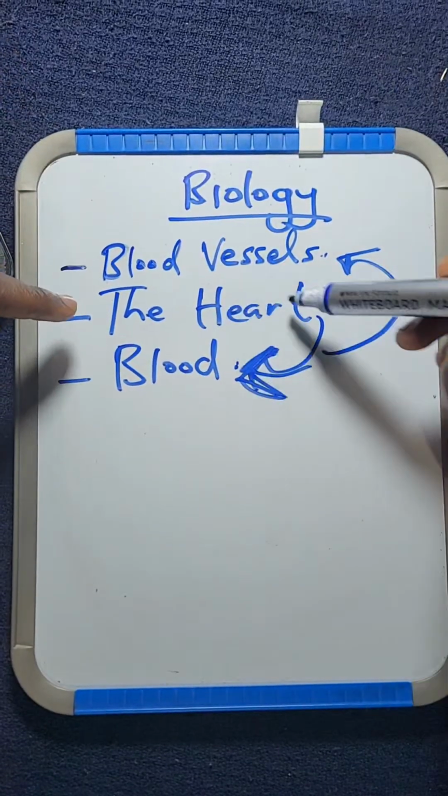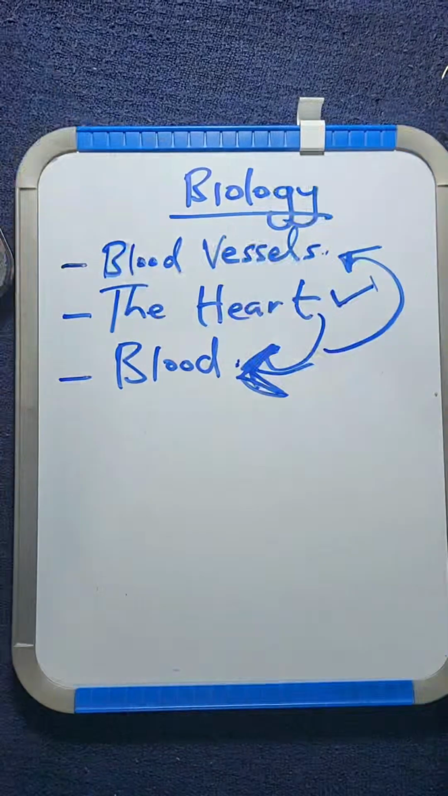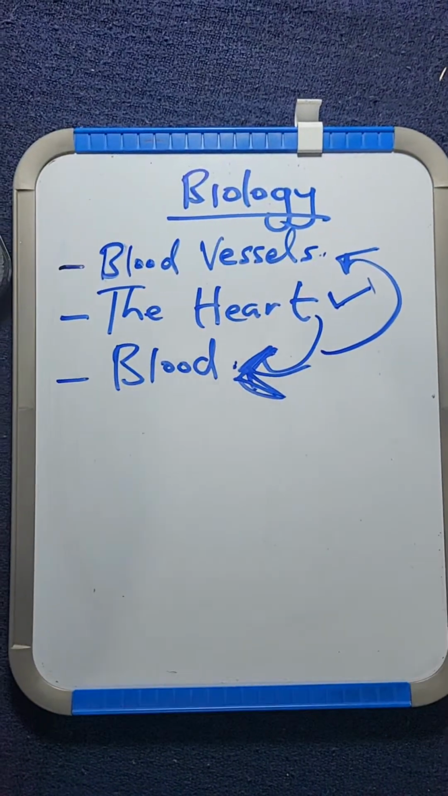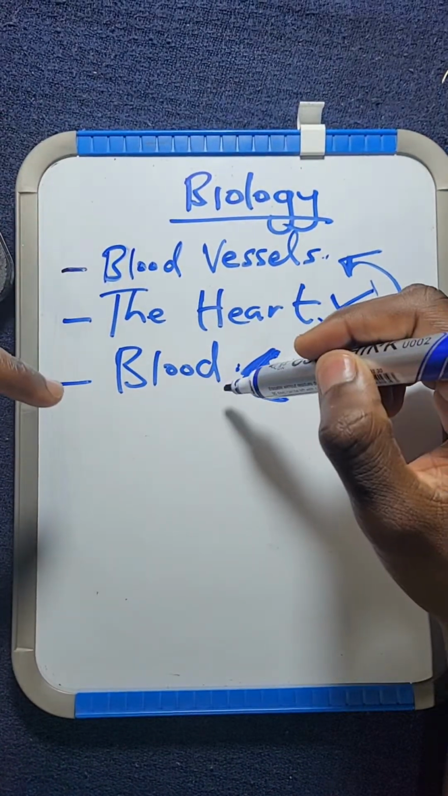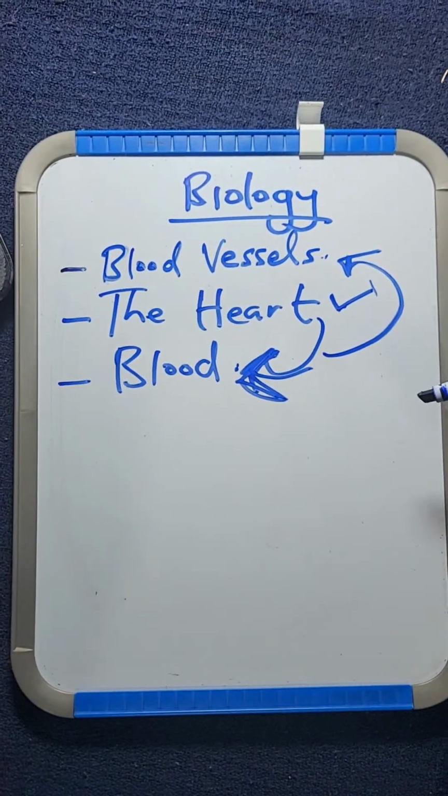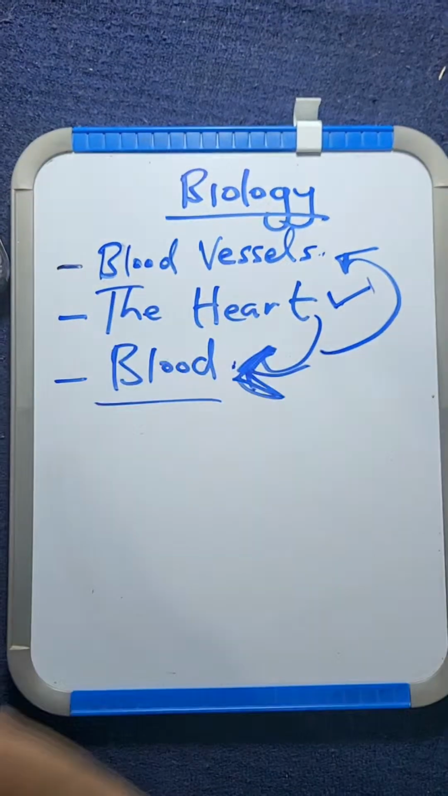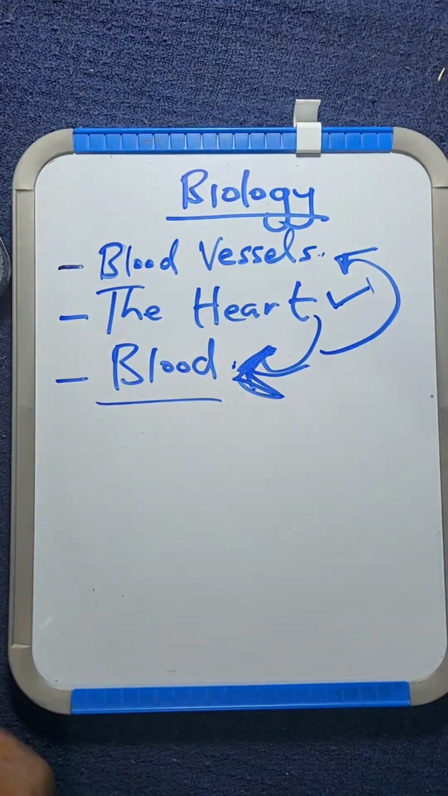Okay, so when the heart is pumping, this blood is passing through the blood vessels going to all parts of the body, not all parts of the world. Otherwise, the heart is a muscular organ that pumps blood around the body through blood vessels. Now this blood that is being pumped, that's where the nutrients are found. The nutrients are found in the blood.